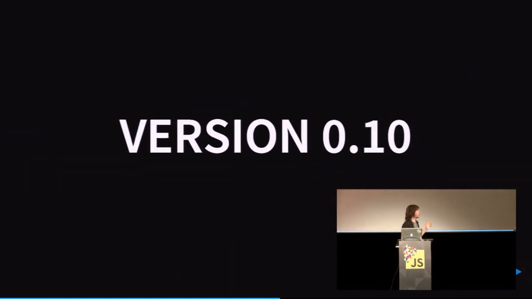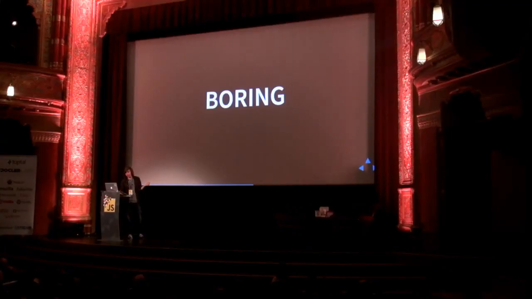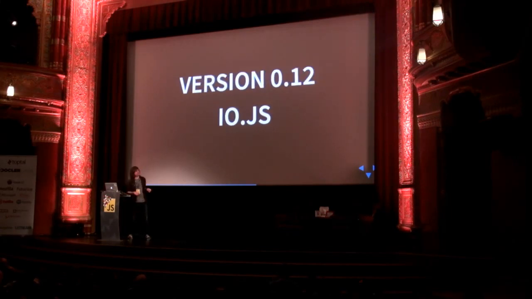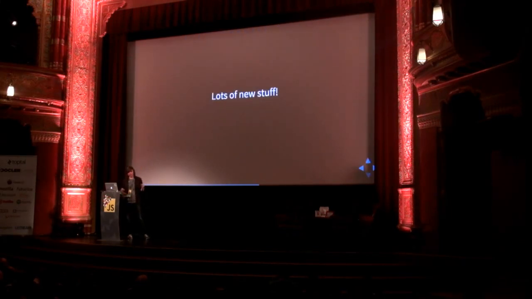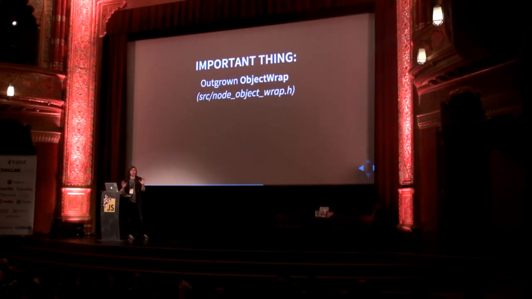Quickly jump into 0.10. We could say probably only one thing. It was boring, but a bit stable. So we jump to 0.12 and io.js. And there is lots of new stuff. But we are interested only in C++ in this talk. Important thing to say: now we are no longer using ObjectWrap internally. And this is why it's important to learn the history, because if you take a look at it now, it will seem unreasonable to you.